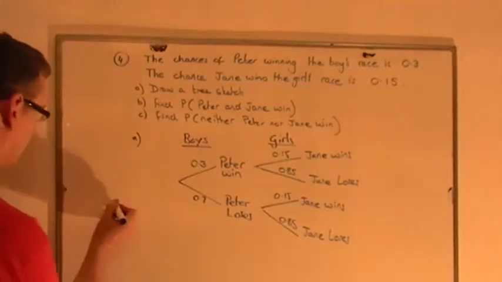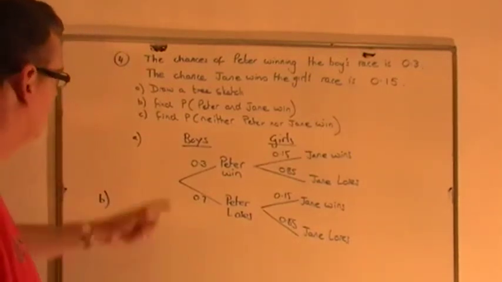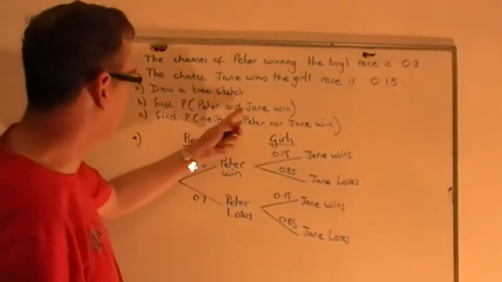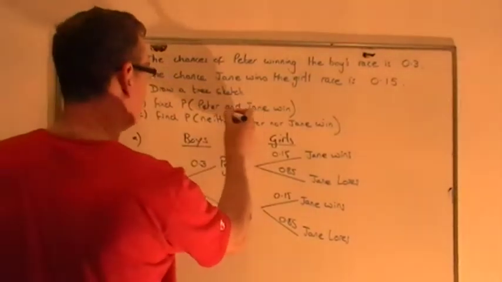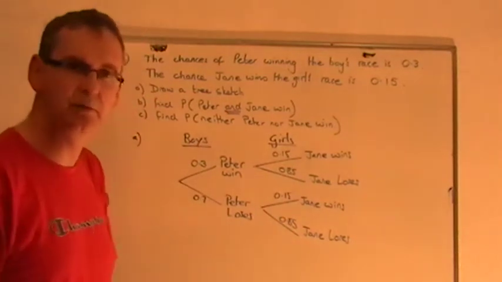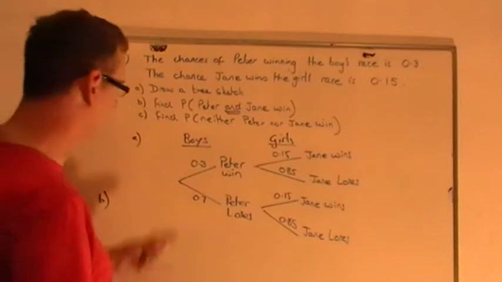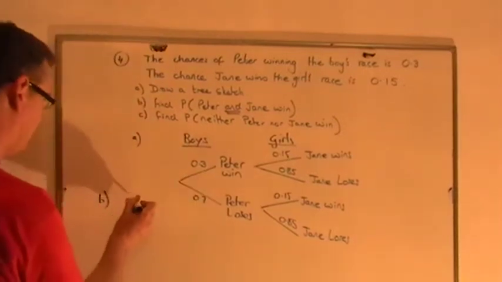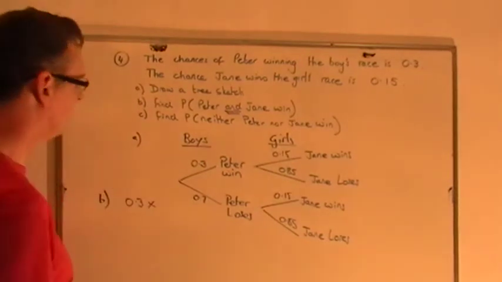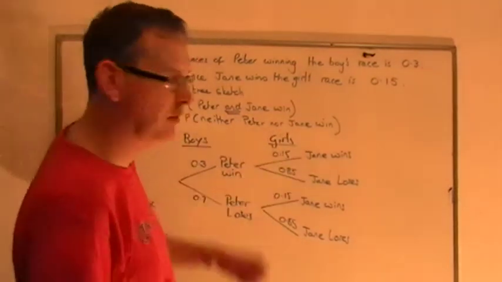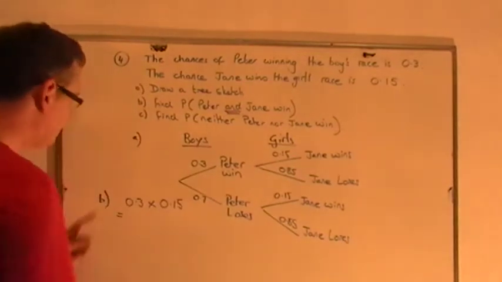Part B. I'll do part B here. I haven't got much space, but I'll be able to just squeeze it in. Find the probability that Peter and Jane win. Well, it's already phrased with the word and in. Peter and Jane win. So I'm not going to rephrase it. I'm just going to go straight to the calculation. Peter wins is 0.3. And gets replaced with a times, and then Jane wins 0.15, like so.